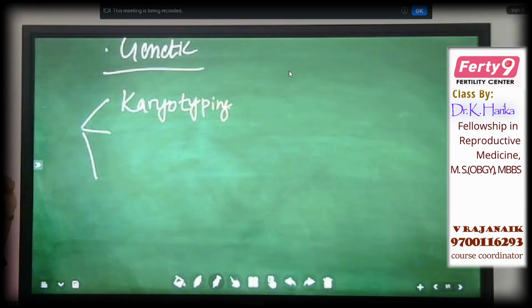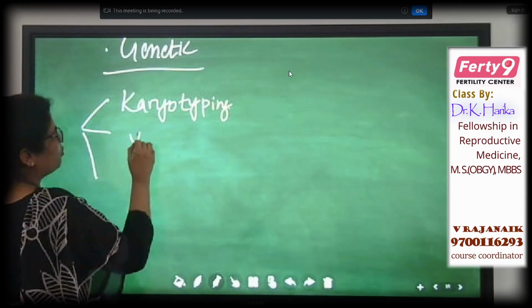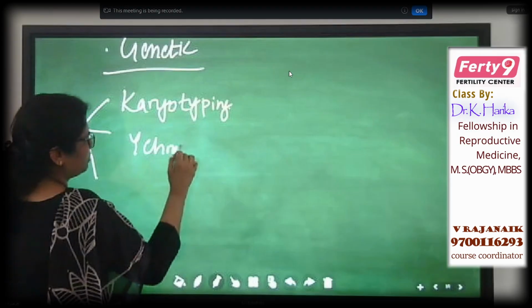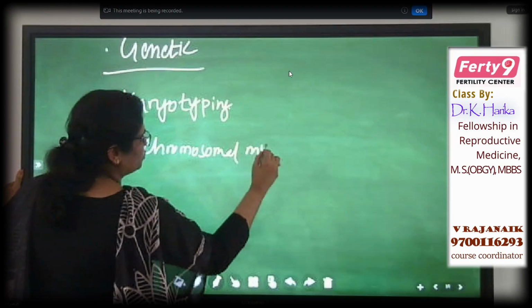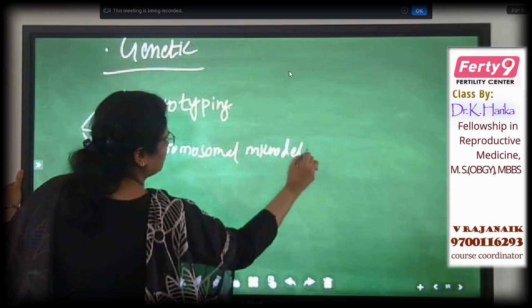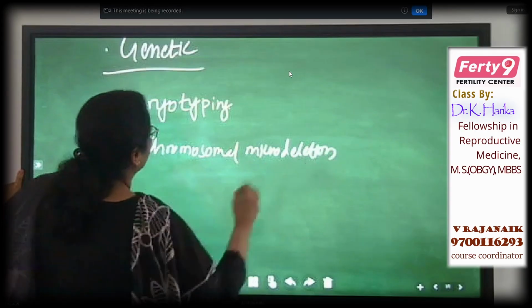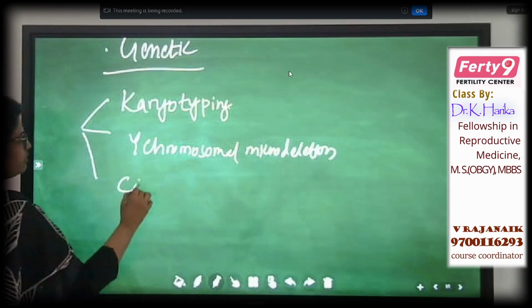Okay, karyotyping first. Second is Y chromosomal microdeletion. Third is CF mutation.